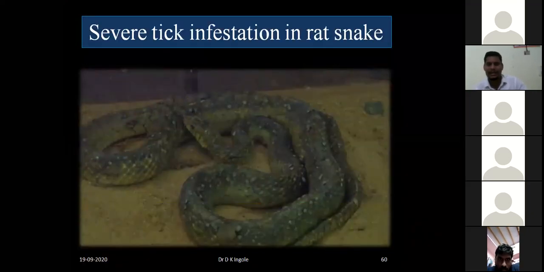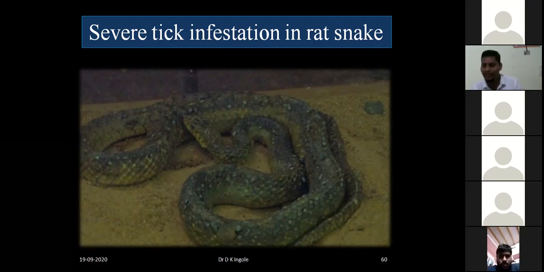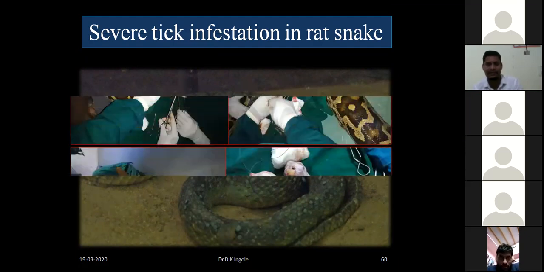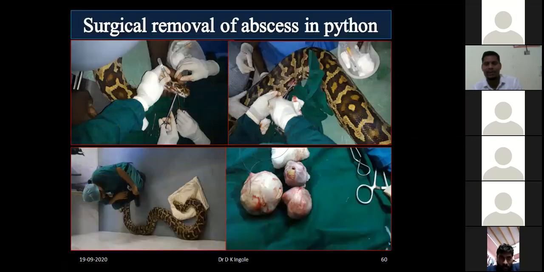See this rat snake severely infested with ticks. So what is the drug of choice for ticks in reptiles? We can use fipronil or oral ivermectin solution, that will reduce these internal and external parasites. Then surgical removal of an abscess in a python.